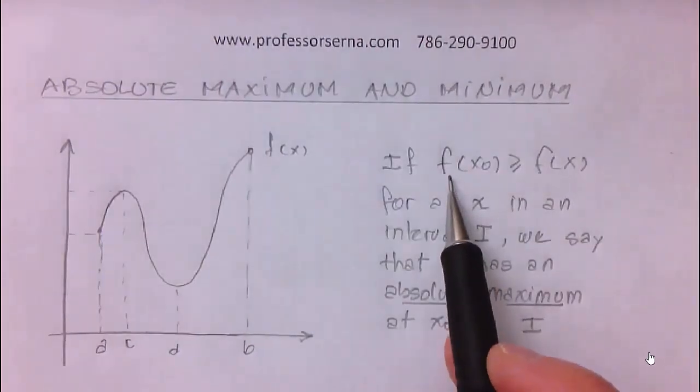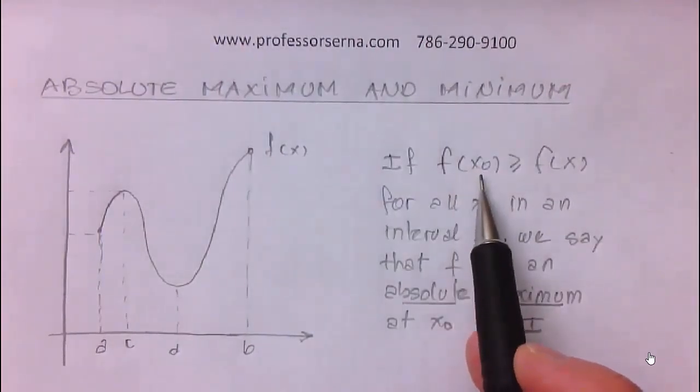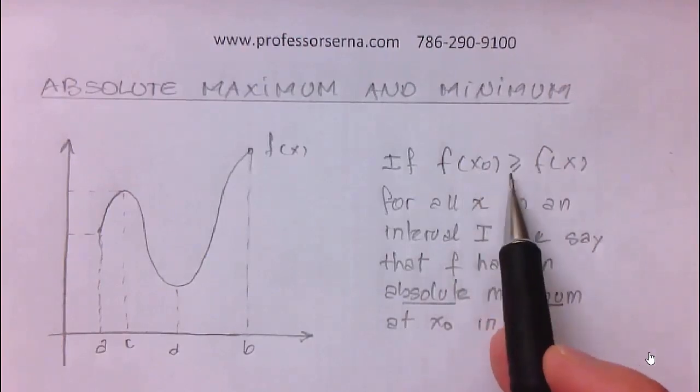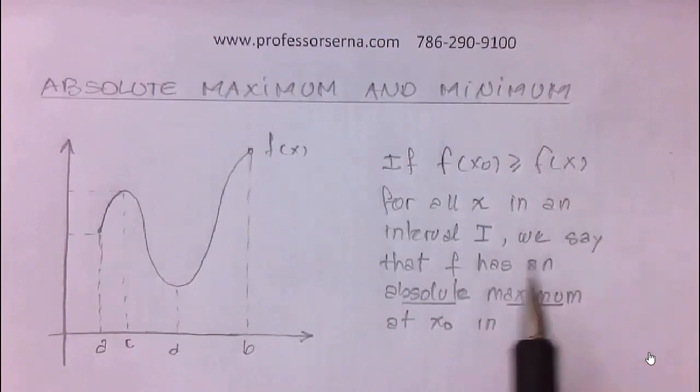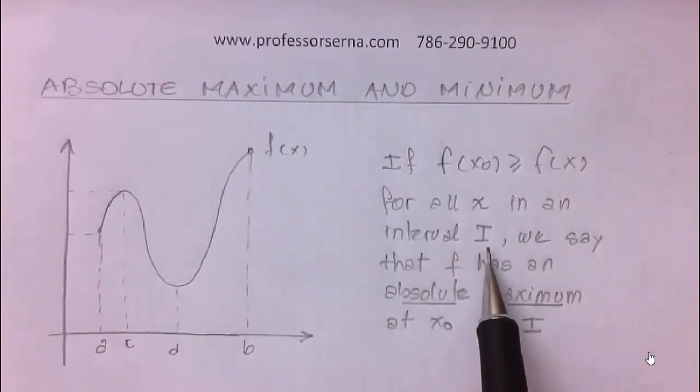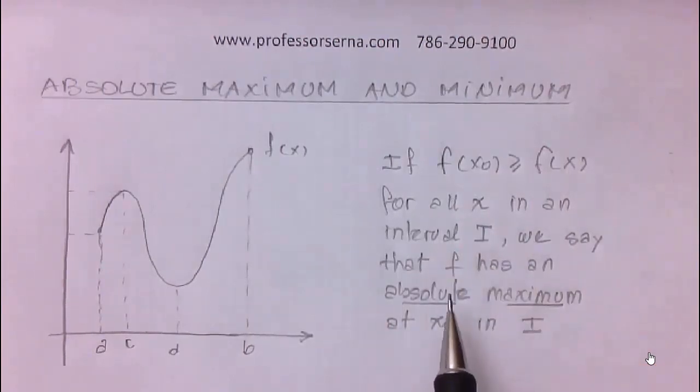If the value of the function at some point x of 0 is greater than or equal than any other value of the function in some interval I, we say that f has an absolute maximum at that point in that interval.